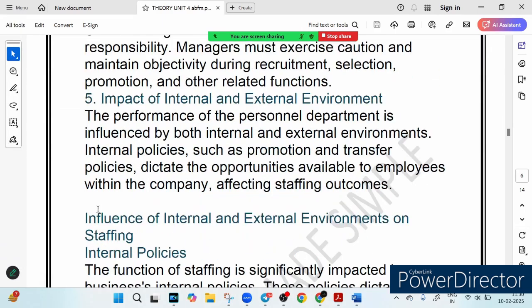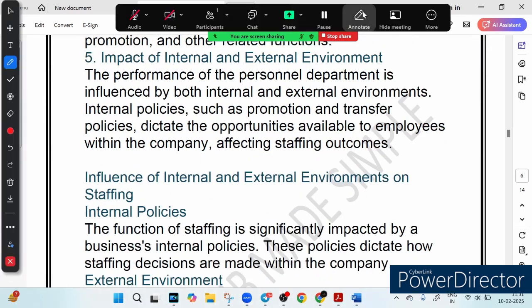Next point, we have the impact of internal and external environment. You know that staffing does not happen in isolation. Internal policy like promotion rules matters. External factors like government regulation and job market trends also influence staffing decisions. So it's like sailing a boat. Both wind and water current affect your direction.